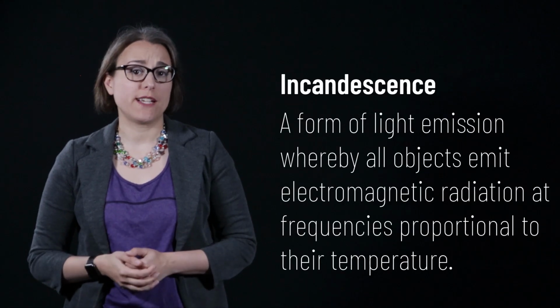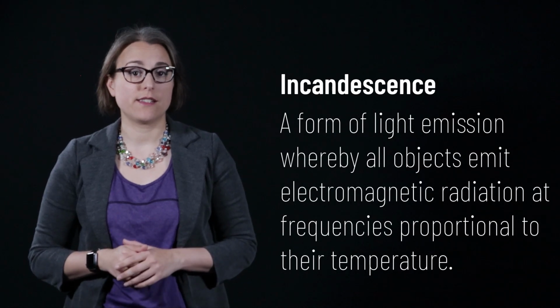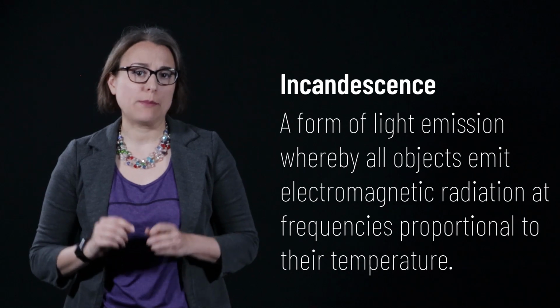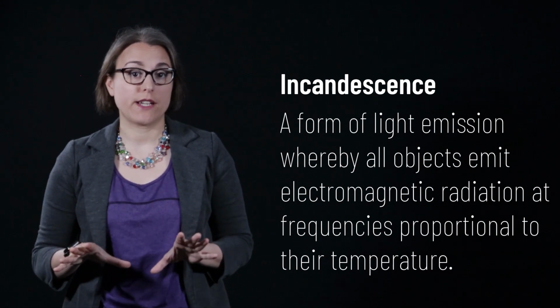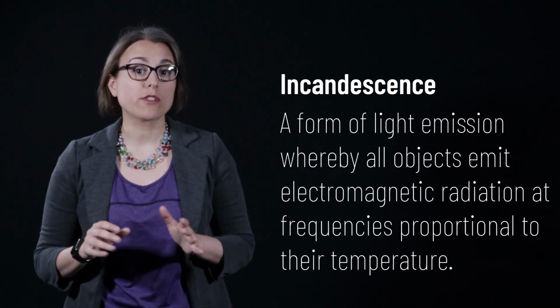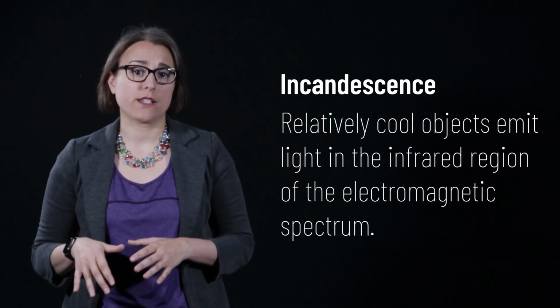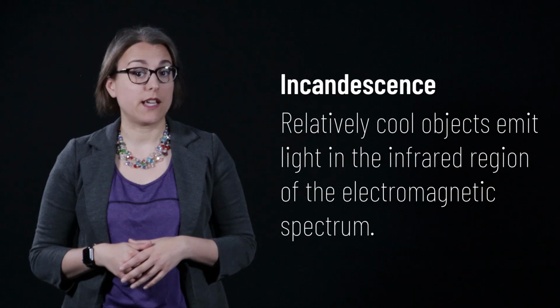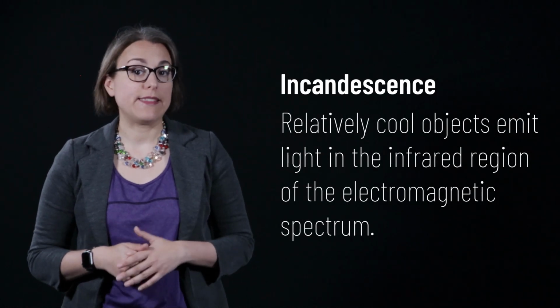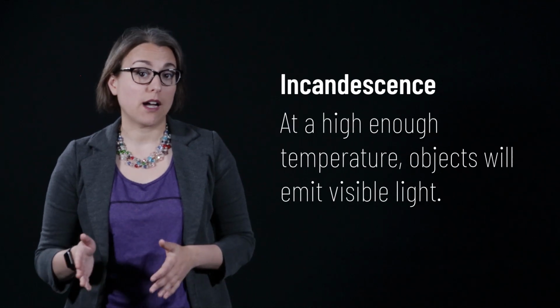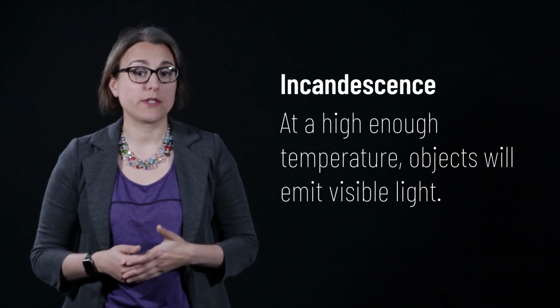Incandescence is a form of light emission previously discussed in Lecture 16 in the context of heat transfer. All objects emit electromagnetic radiation with a frequency that corresponds to the temperature of that object. Relatively cool objects, such as humans, plants, and animals, emit light in the infrared portion of the electromagnetic spectrum. Hotter objects will emit light with higher frequencies.